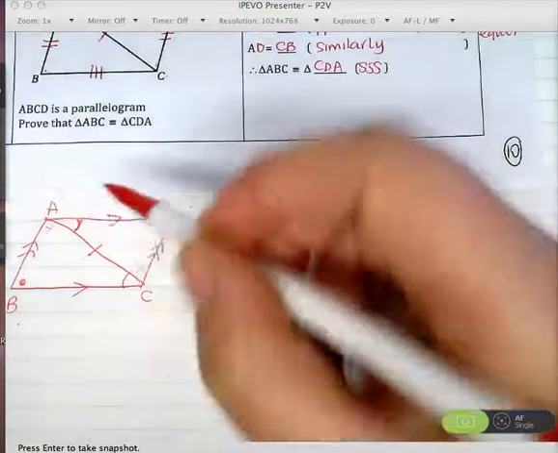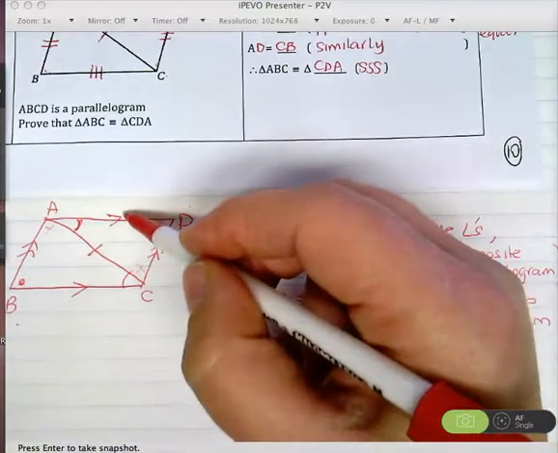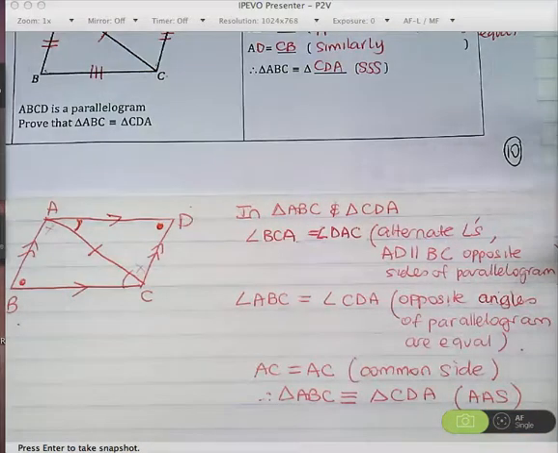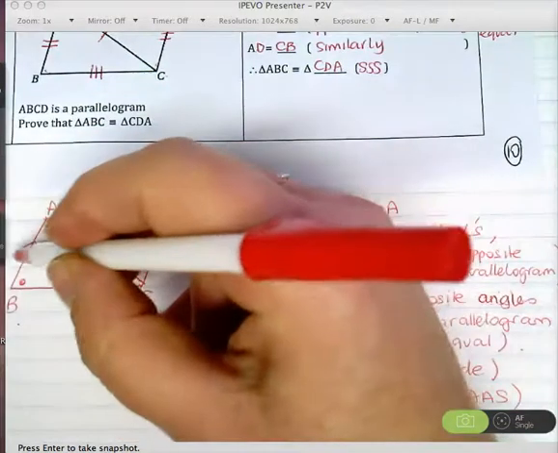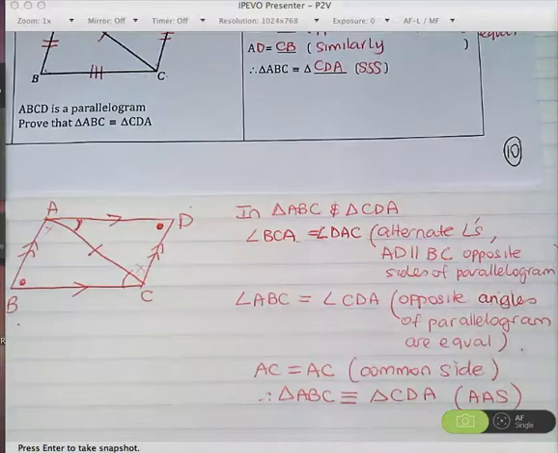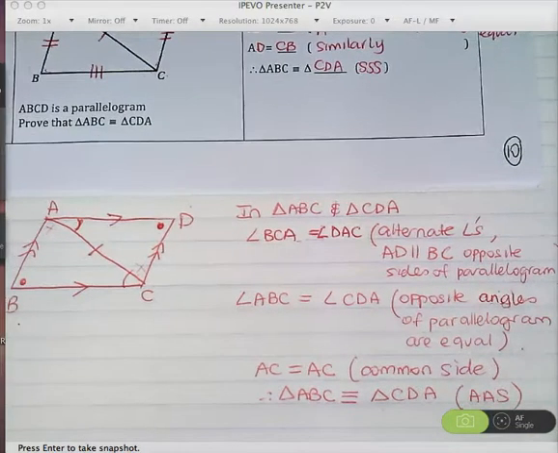Okay, and as I said before, I could have said that side AD was equal to BC, opposite sides of parallelogram. I could have said that AB equals side DC, again, opposite sides of parallelogram are equal. So there are many different ways that I could do that question there. I can think of about 4 or 5 different ways of doing that question. I've just shown you 2 ways there.